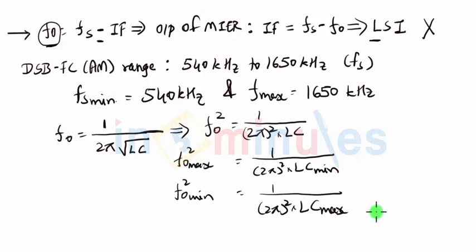So now let us calculate what should be the maximum and minimum values of local oscillator frequency when high side injection is used and when low side injection is used. Let us first do the calculation for high side injection. Let us calculate what should be FO max. FO max in high side injection will be Fs max plus IF. That's the formula for FO.